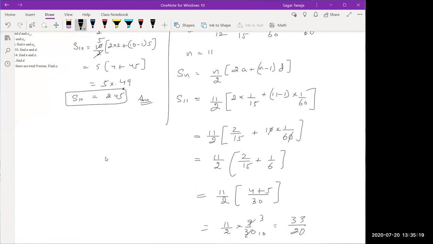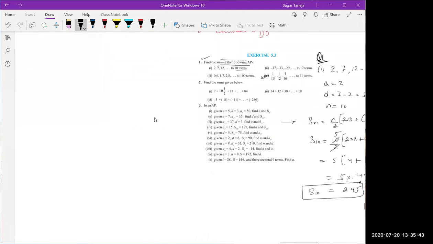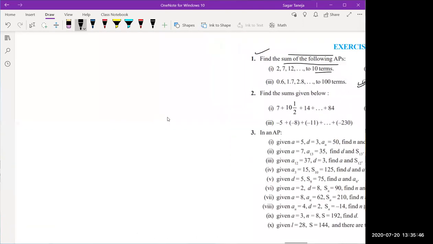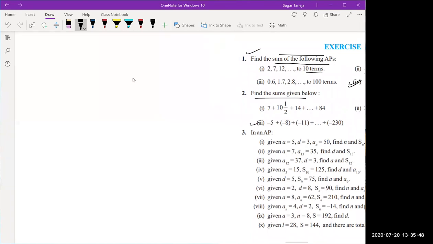Now let us cover one more question, question number 2 also. From question number 2, I am solving the third part, and the rest you need to solve. The parts which I am not solving in the questions are just alike, so that's why you need to solve them. So I'm doing this third part. Find the sums given below.